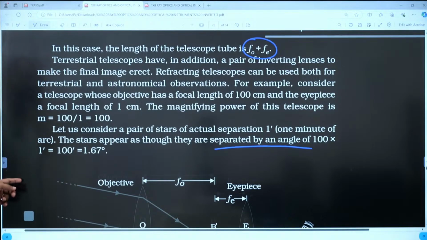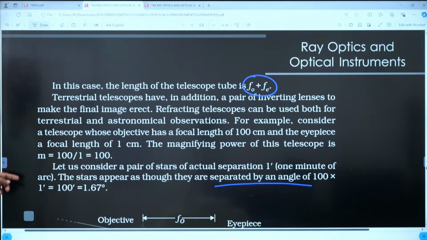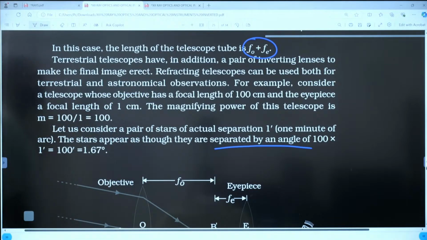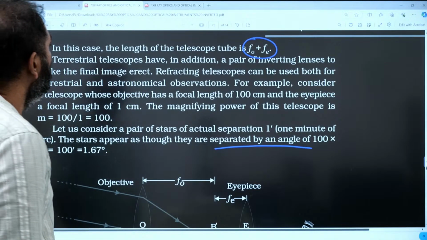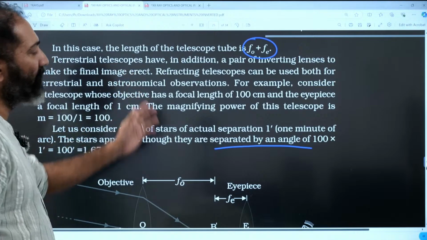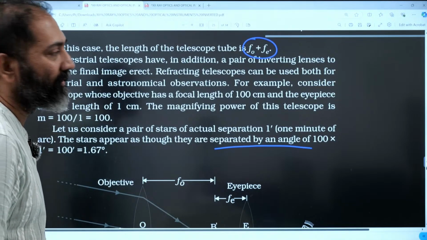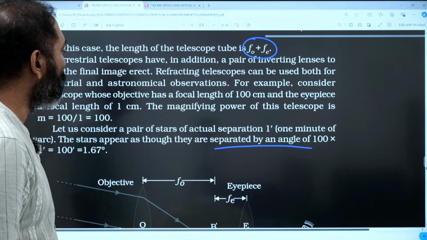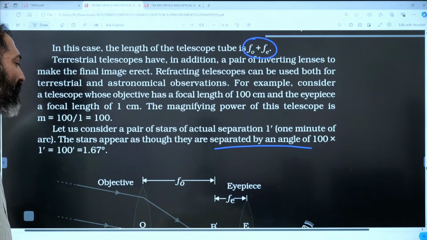Tube length of the telescope is what? FO plus FE. Please remember. Sorry, not tube length. Length of the telescope is FO plus FE, focal length of objective plus focal length of eyepiece.